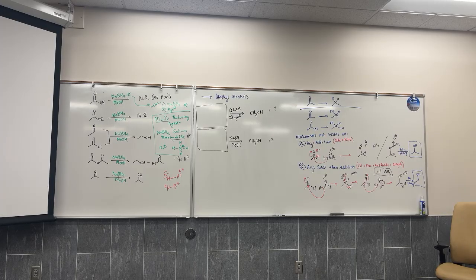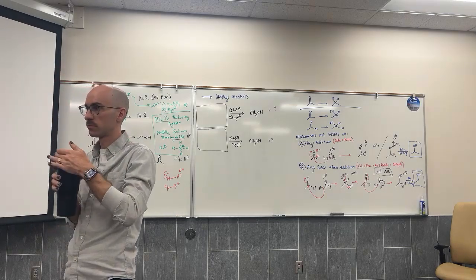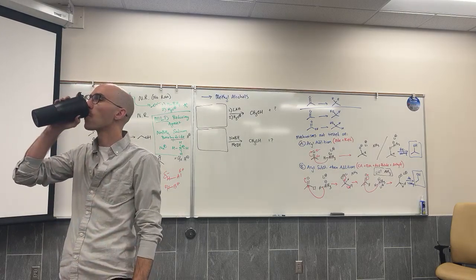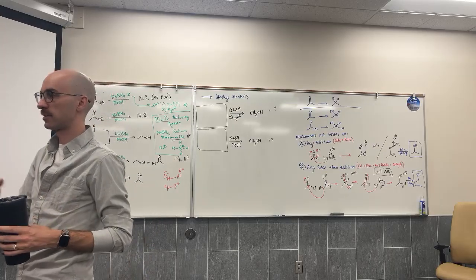Can you modify it to not have as many carbons? That's what we're trying to do. What would it look like to get rid of a carbon there? What would it look like if your starting material had less carbons?